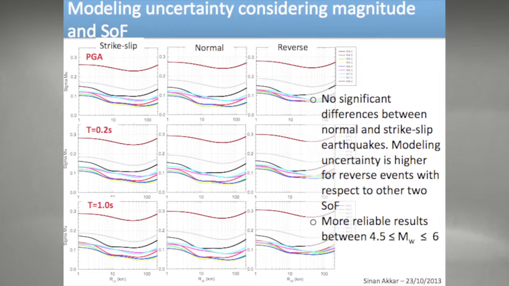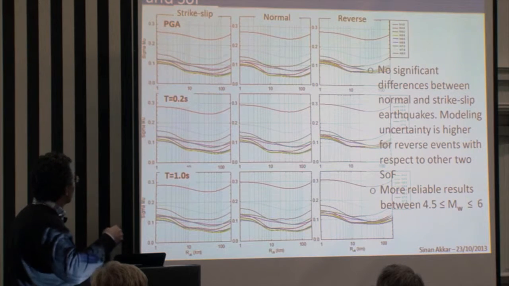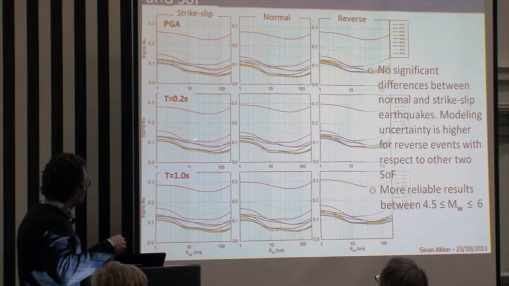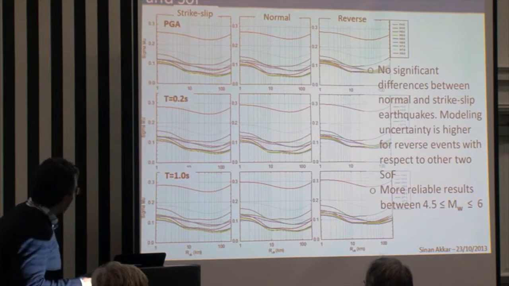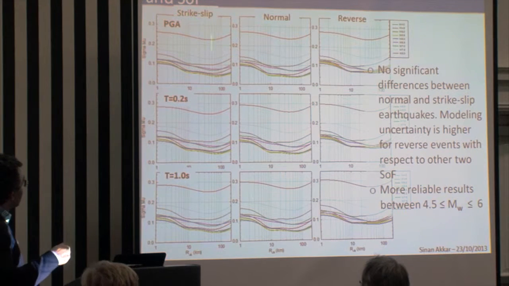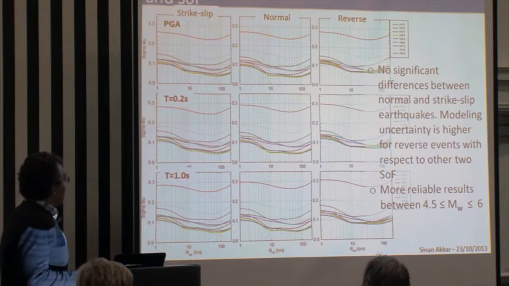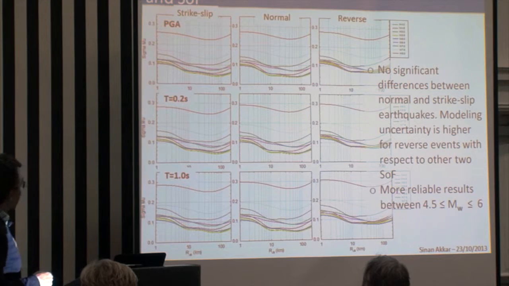We used the expressions proposed in the Al-Atik and Youngs PEER report. The first row shows the PGA values, the second row shows 0.2 seconds, the third row shows 1 second. And the first column again is normal, the second column is strike slip, and the third column is reverse. I know that the legends are very small. I'll try to describe them to you.